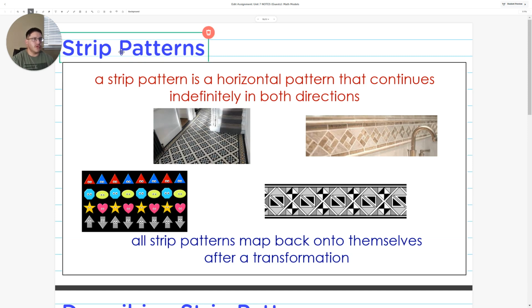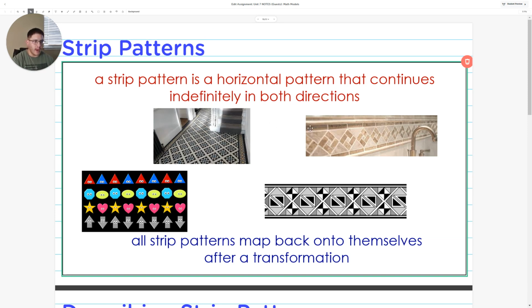Strip pattern. A strip pattern is a horizontal pattern that continues indefinitely in both directions. So to the left and to the right, that pattern will continue on forever. All strip patterns map back onto themselves after a transformation. So if I take a part of that pattern and move it around through some type of transformation, through a reflection, through a translation, through a rotation, glide reflection, etc., they all map back to the original somehow. So the pattern goes back to the original.